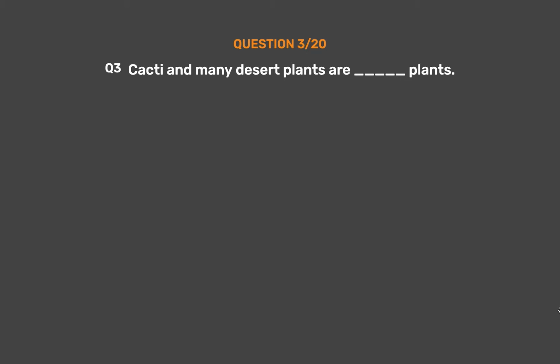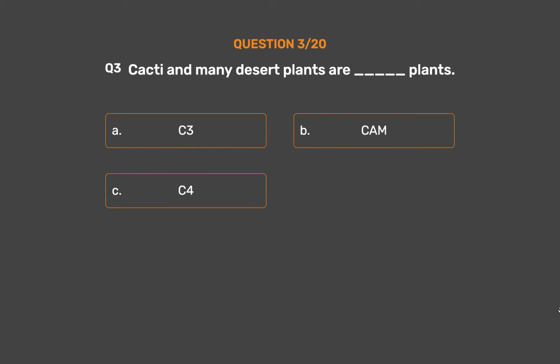Question number 3. Cacti and many desert plants are _ plants. Option A. C3. Option B. CAM. Option C. C4. Option D. None of them.